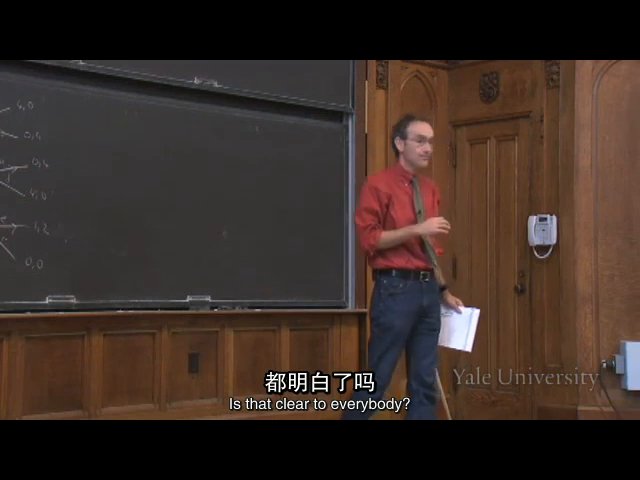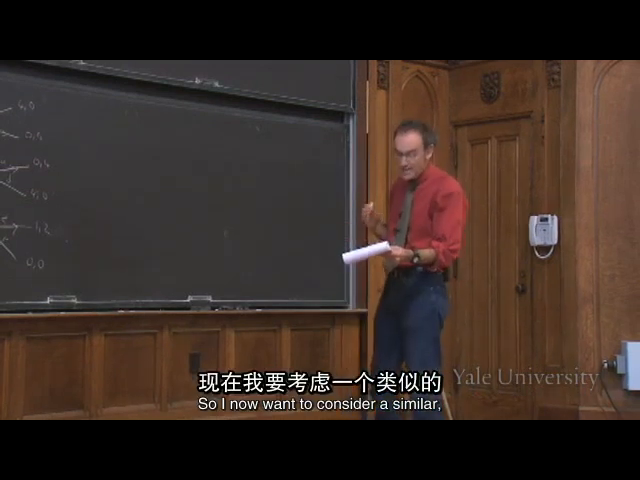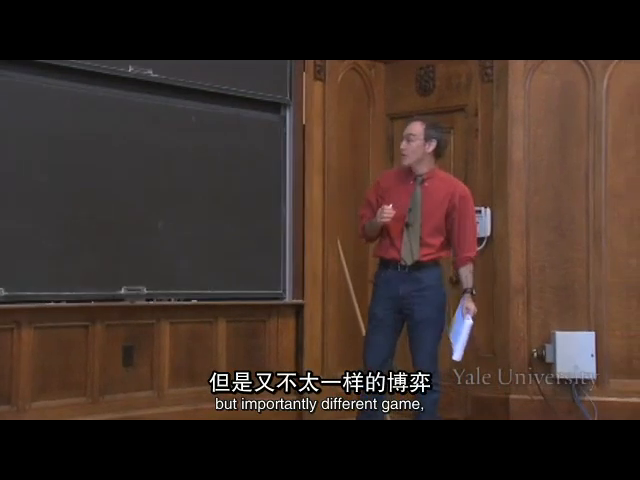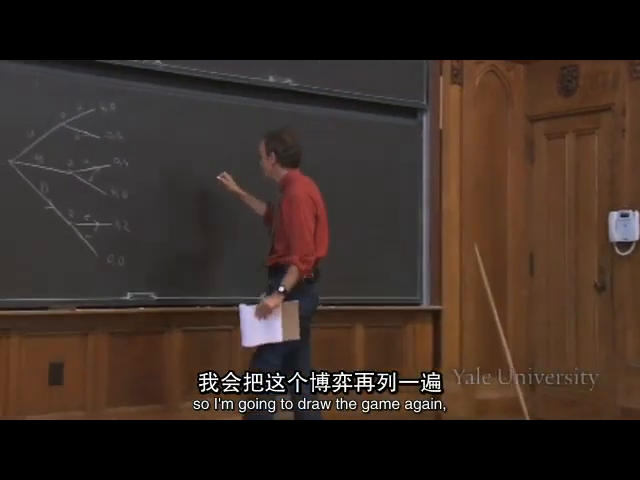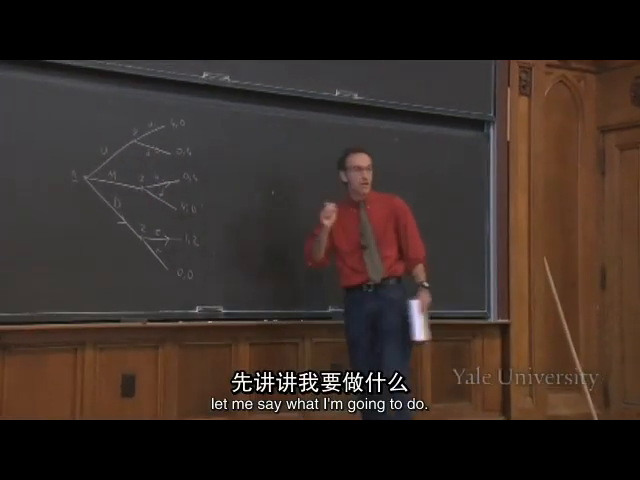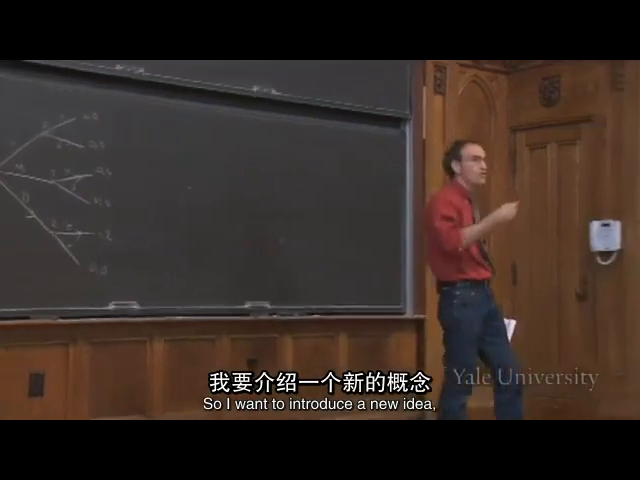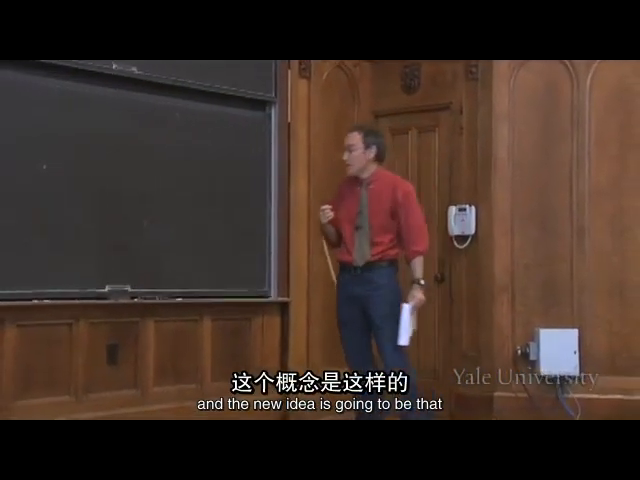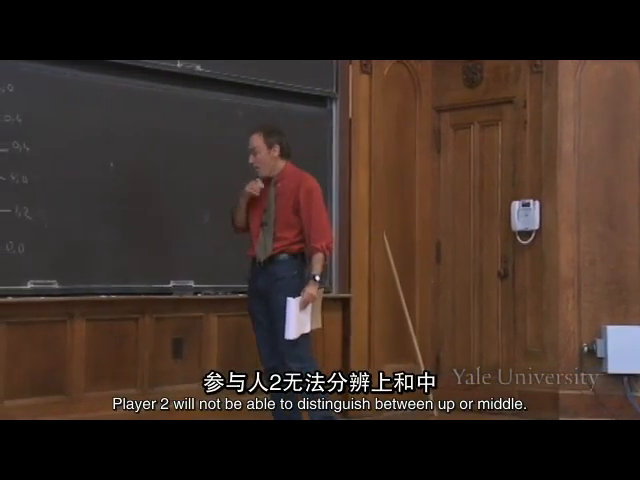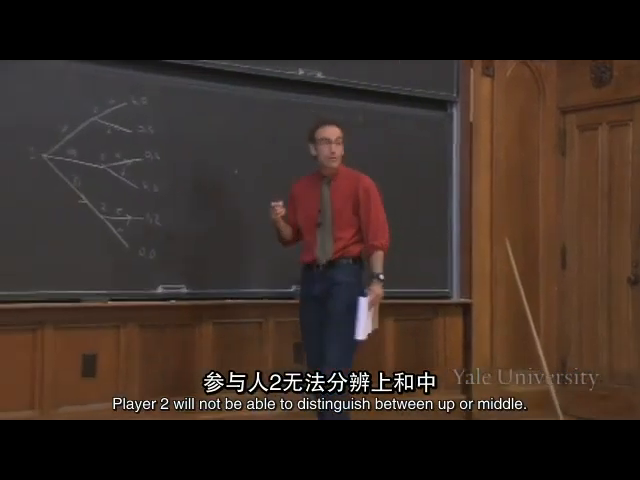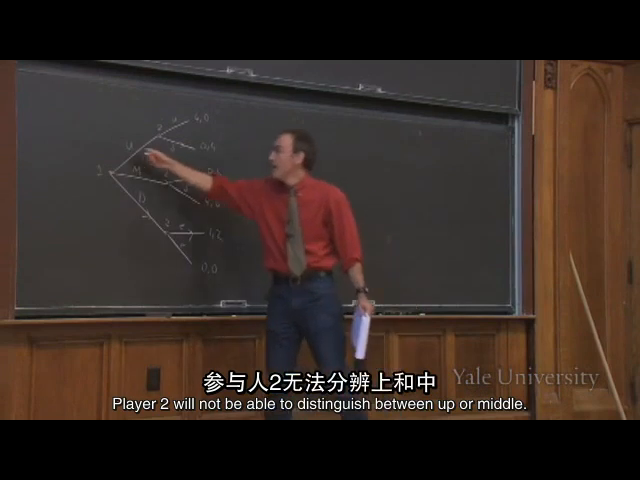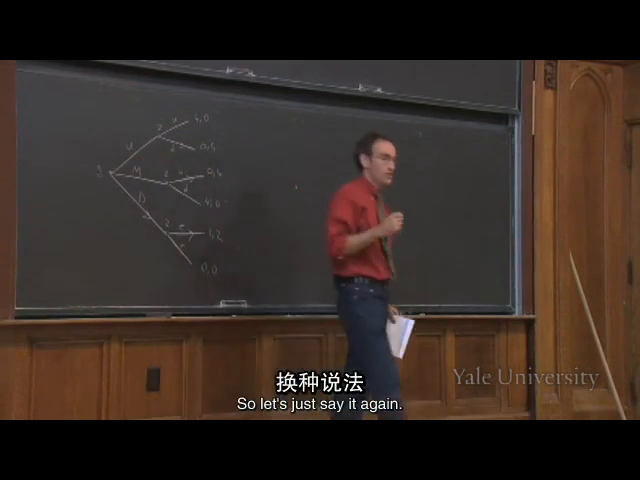That clear to everybody? So I now want to consider a similar but importantly different game. So I'm going to draw the game again. Well, before I draw it, let me say what I'm going to do. So I want to introduce a new idea, and the new idea is going to be that player 2 will not be able to distinguish between up or middle. So just to say it again.